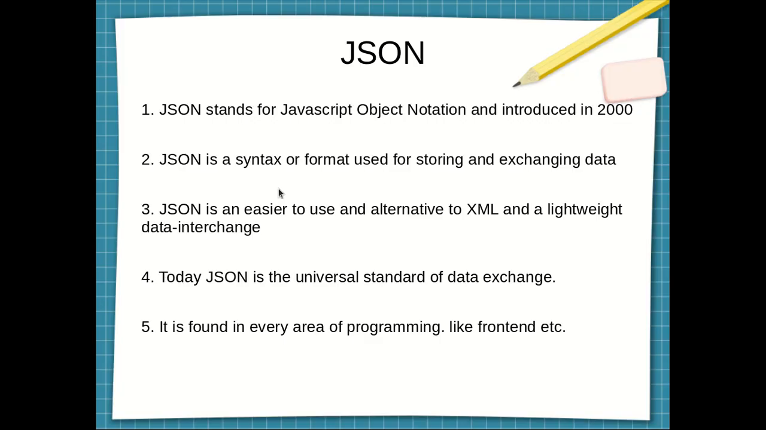JSON stands for JavaScript Object Notation and it was introduced in 2000 as a part of JavaScript and gradually expanded to become the most common medium for exchanging text-based data. JSON is a syntax or a format used for storing and exchanging data. JSON is an easier-to-use alternative to XML and a lightweight data interchange between servers. Today, JSON is a universal standard for data exchange and it is found in every area of programming like front end, back end, database.